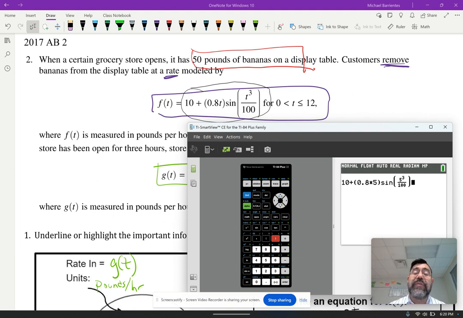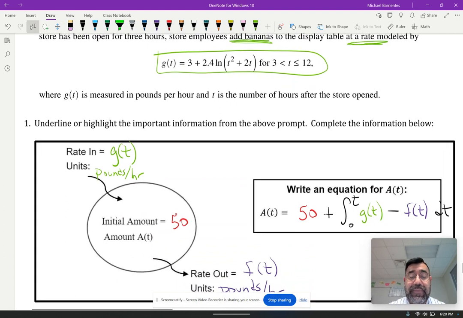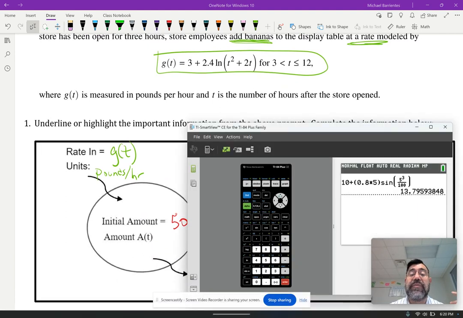And what we're going to get is the rate at which the bananas are being removed. Bananas are being removed at a rate of 13.7959. Okay. Now let's figure out the rate at which the bananas are being added. For that, I'm going to need the g function, which was the rate at which the employees are adding the bananas. 3 plus 2.4 natural log of 5 squared, because this was time 5, and then plus 2 times 5, which is just 10, by the way. Close it. And that's going to give us this.